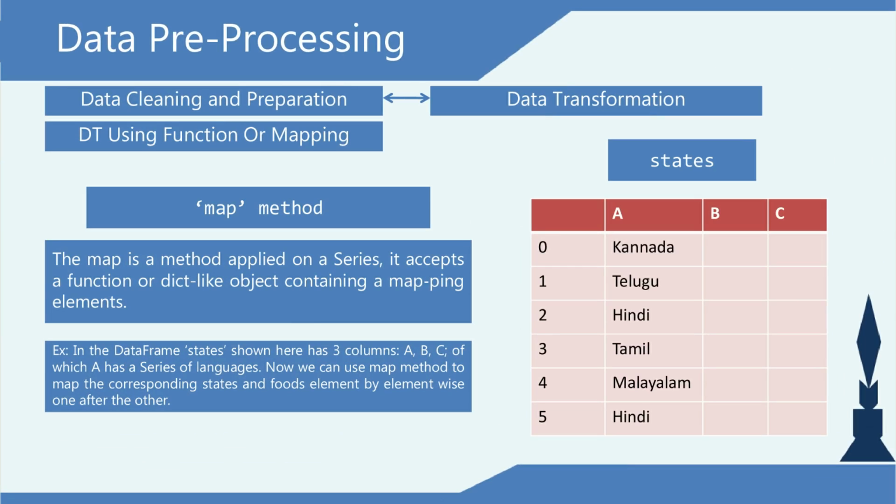For many datasets, we may wish to perform some transformation based on the values in an array, series, or column in a data frame. The map method on a series accepts a function or dictionary-like object containing a mapping for each element of the series or column of the data frame object. Using map is a convenient way to perform element-wise transformations and other data cleaning related operations.